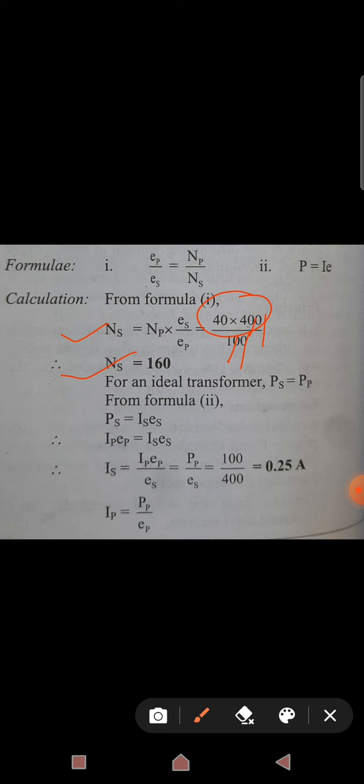For an ideal transformer, power of secondary is equal to power of primary. So here power of secondary is equal to power of primary. So Ep into Ip is equal to Is into Es.